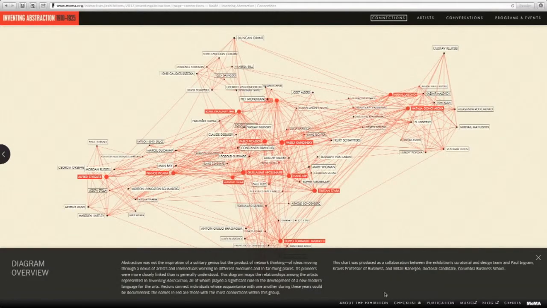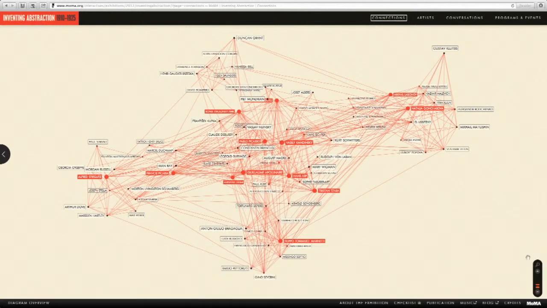So one of the current exhibitions at the museum right now is called Inventing Abstraction, and it's about that time period when abstraction became a movement. And a lot of the content of the exhibition is about the artists and how they were connected to each other and how they learned from each other and played off of each other. And part of that was about physically knowing each other or being in the same place.